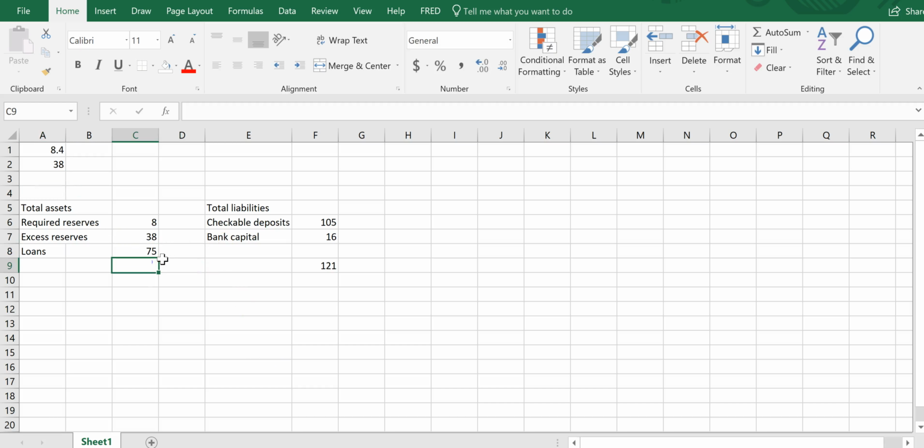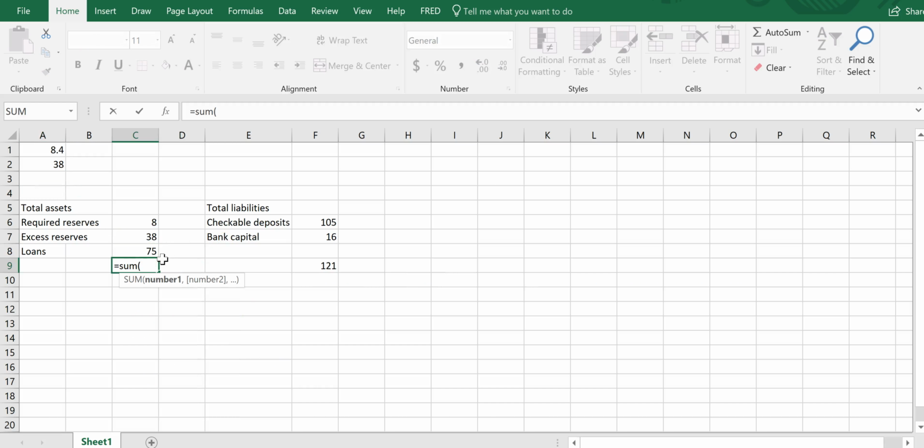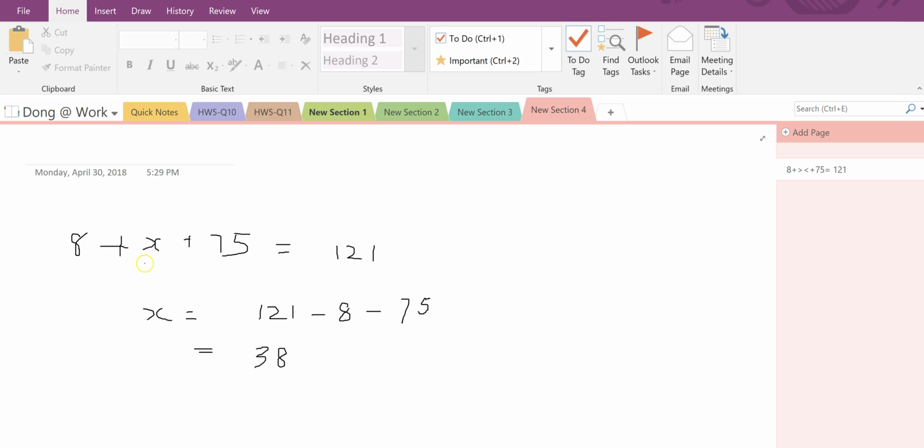So let me double check. Now the sum of the total assets is simply required reserves, excess reserves, and unknowns. So that gives me 121. You can see that the sum of the total assets here is 121, and the sum of the total liabilities is also 121. So this equation is balanced. So that's one way we can solve out this unknown x, which is excess reserves.